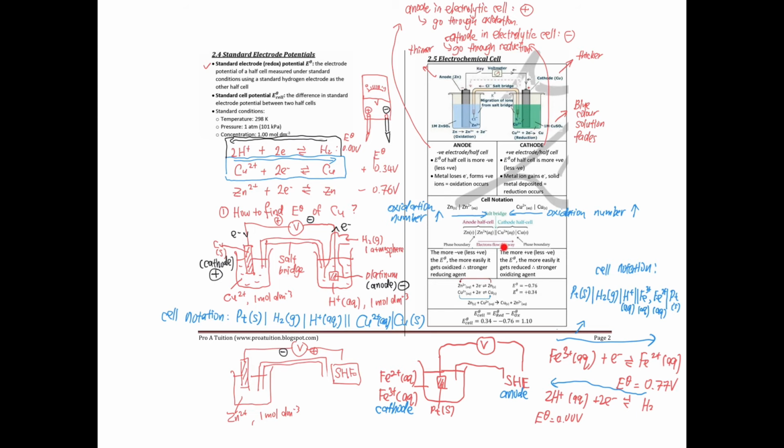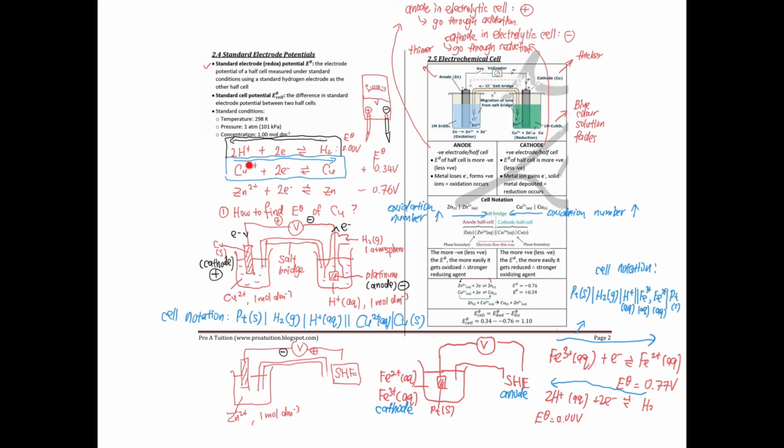Now here, on the right hand side, the more positive the E theta, as you can see Cu2+ is more positive, the more easily it gets reduced. So it is going through reduction, and hence it is a stronger oxidizing agent. So who is the stronger oxidizing agent? You must mention the reactant. The reactant here is Cu2+. Cu2+ is the oxidizing agent. Don't say Cu. Cu2+ is the oxidizing agent.